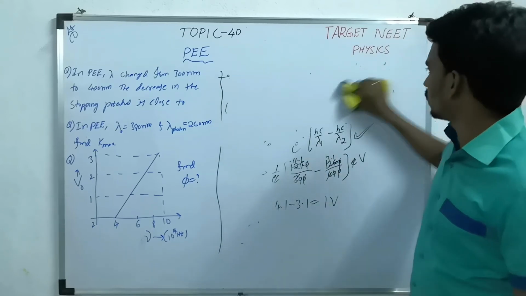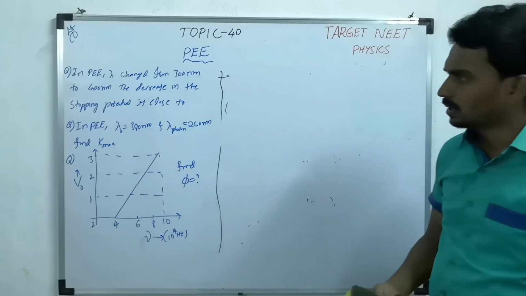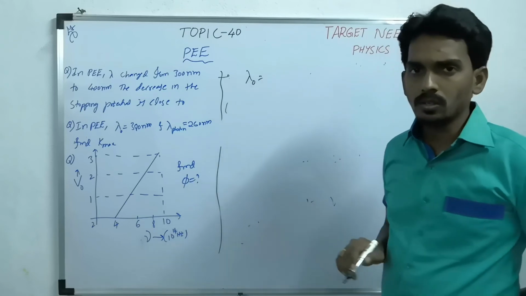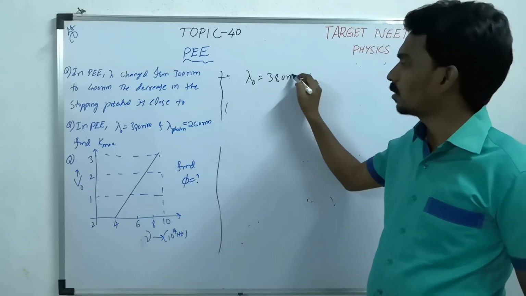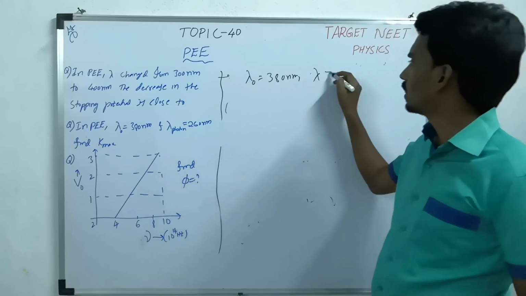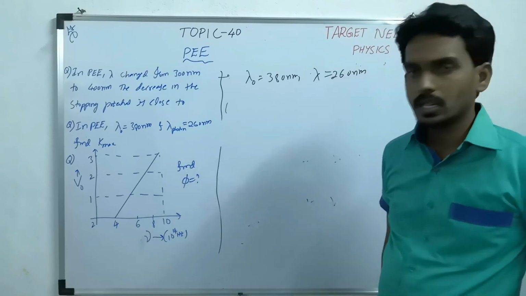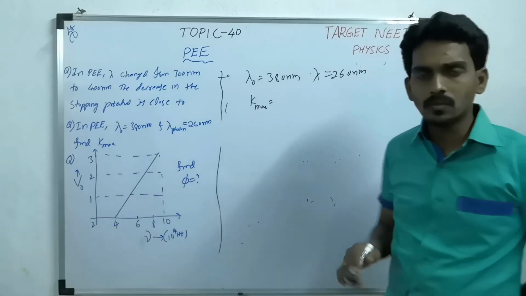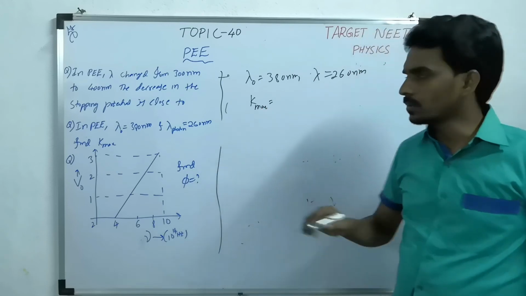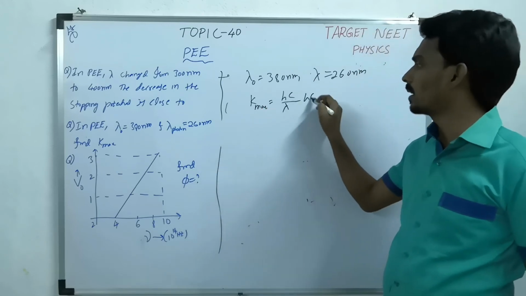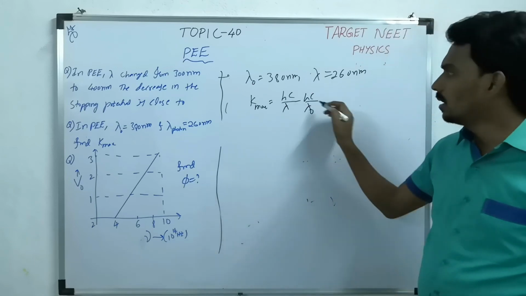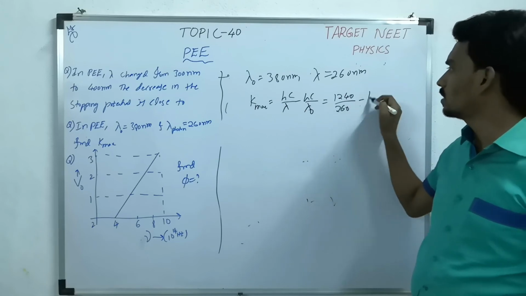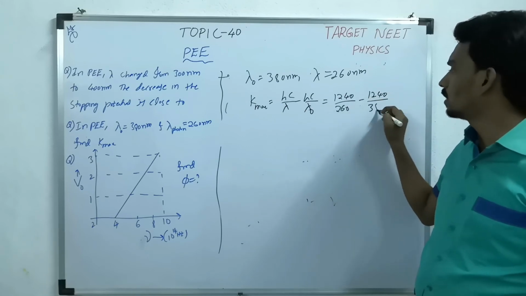What is that question? In the photoelectric effect, lambda naught, the threshold wavelength, is 380 nanometer, and the photon wavelength is 260 nanometer. Then find K maximum. What is the K maximum formula according to Einstein's photoelectric equation? K maximum is equal to hc by lambda minus hc by lambda naught. So hc is 1240 by lambda 260 minus 1240 by lambda naught 380.